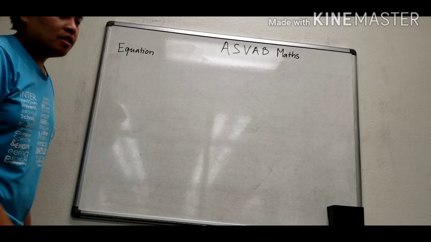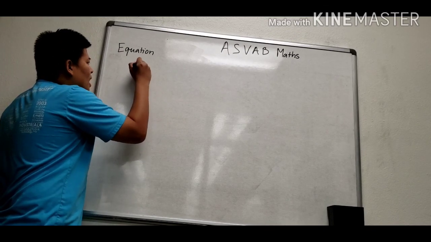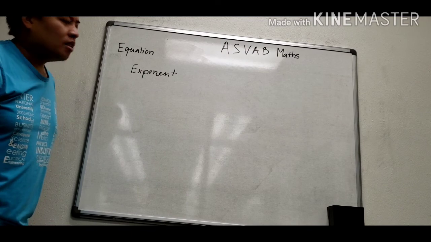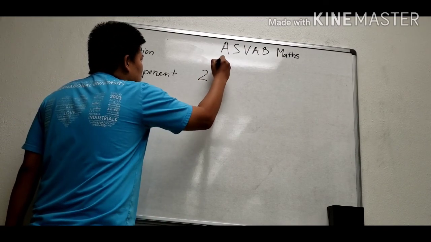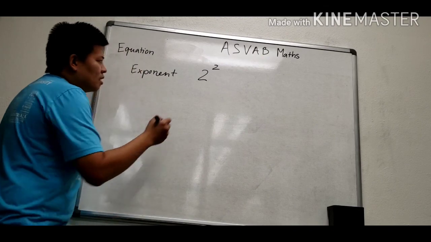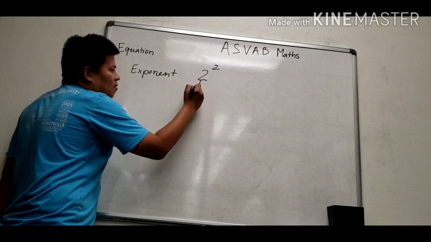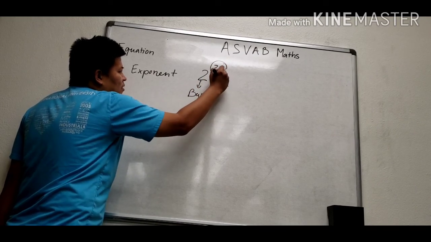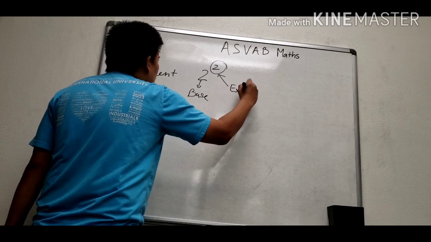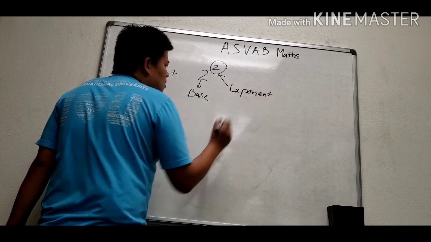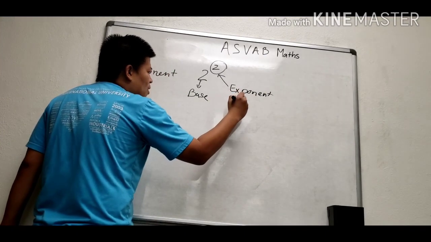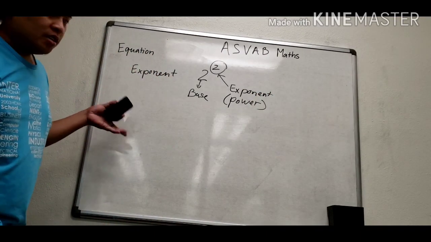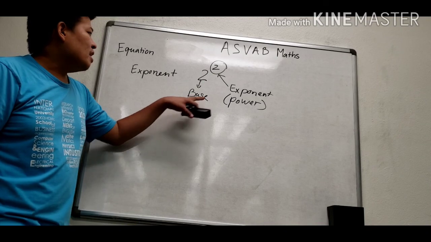The next topic is exponents. For example, 2 power 2. In here, we call this the base. This one we call the exponent, and sometimes we call it the power. We need to learn how to understand the base and exponents.